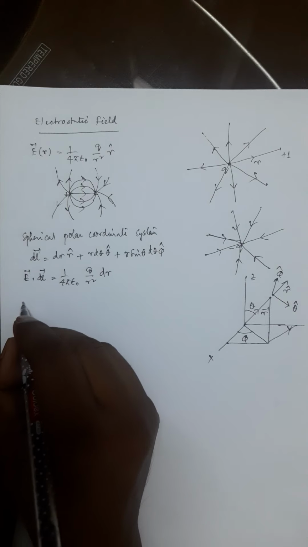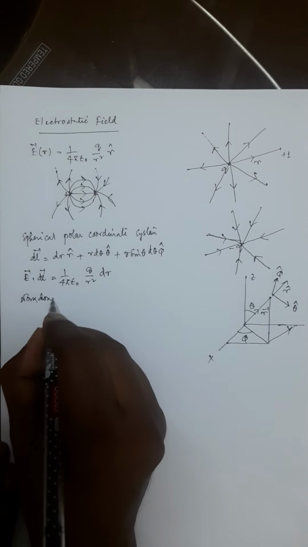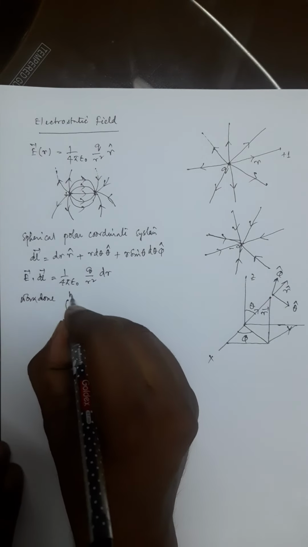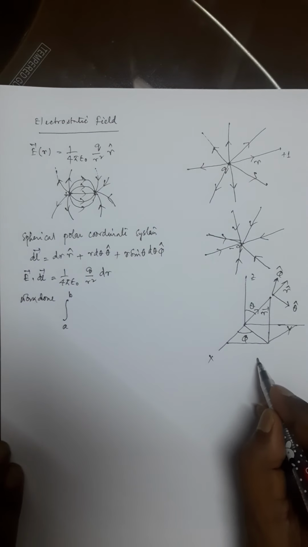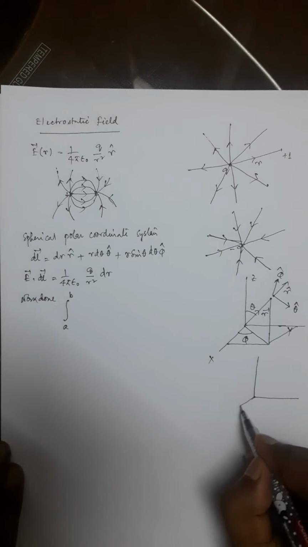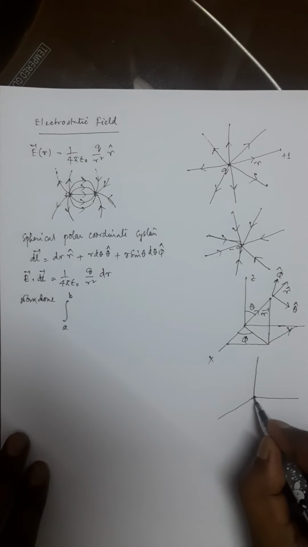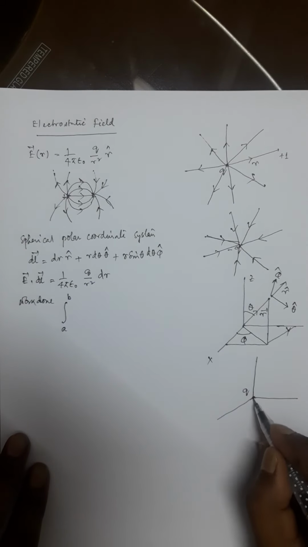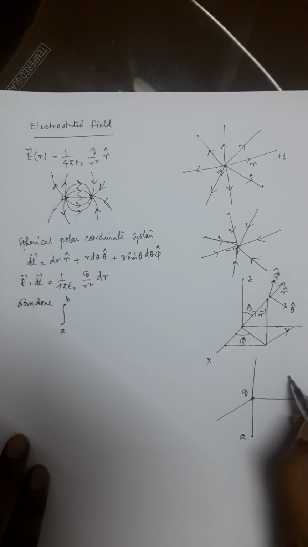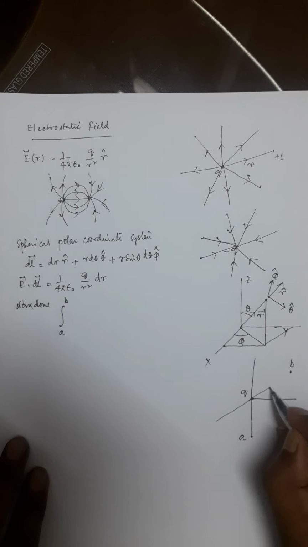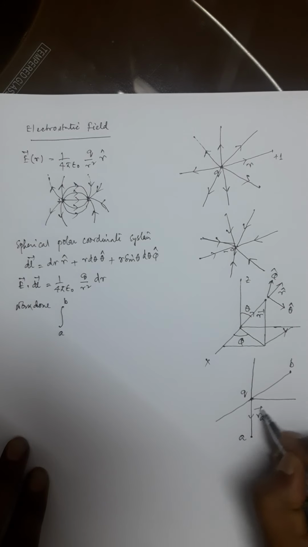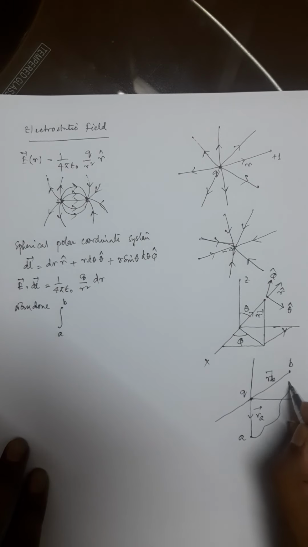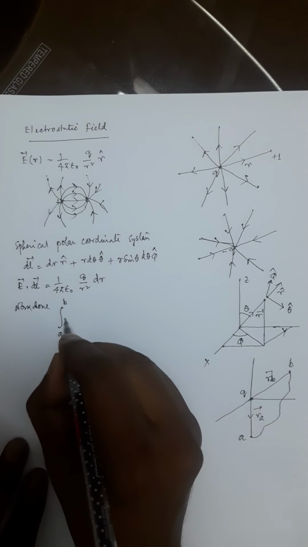So, the work done in moving the unit positive charge: suppose the charge is here and we get an electric field around it, and from this point A, we consider another point B, whose coordinates are r A and r B. Now we move the unit positive charge from the point A to B.